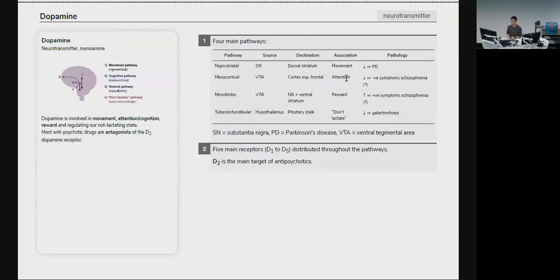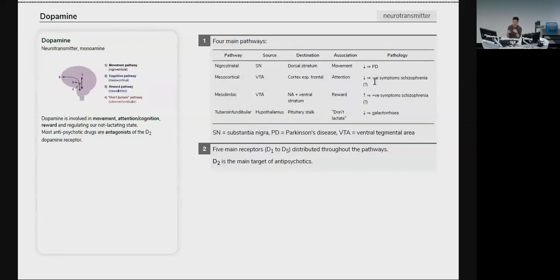You've got this mesolimbic pathway, which is from the same area, but now to another area in the brain, particularly the nucleus accumbens, which is to do with reward, and that's probably the one we think of most often when we think of dopamine. And then you've got this very short tuberoinfundibular pathway, which is just from the hypothalamus, a little bit down to the pituitary stalk. And that's specifically a pathway to say, don't lactate.